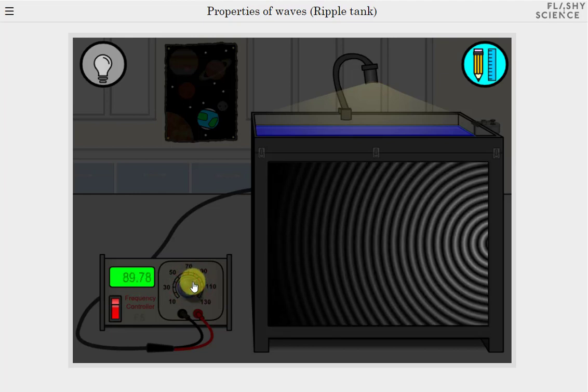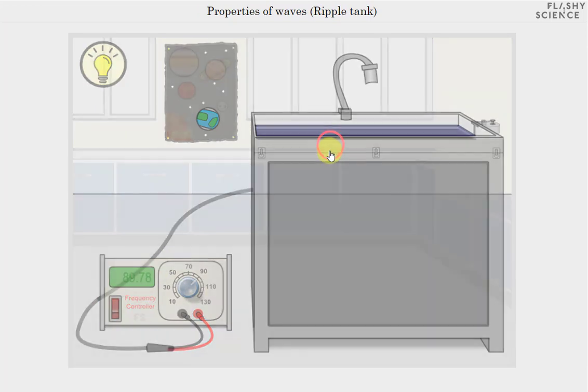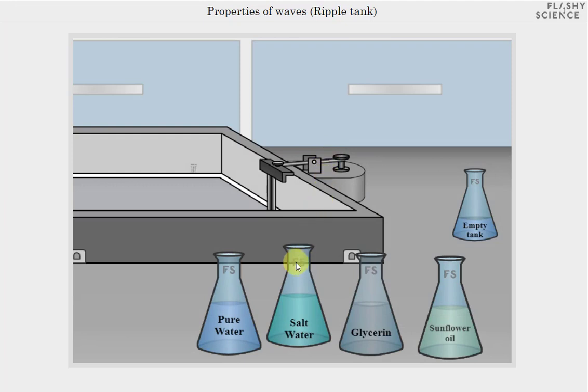The experiment allows you to investigate the effects of changing the liquid too. Turn on the lab light and turn off the frequency controller. Then click on the ripple tank tray to see the liquid select screen. You can choose between 4 liquids: pure water, salt water, glycerin, and sunflower oil.